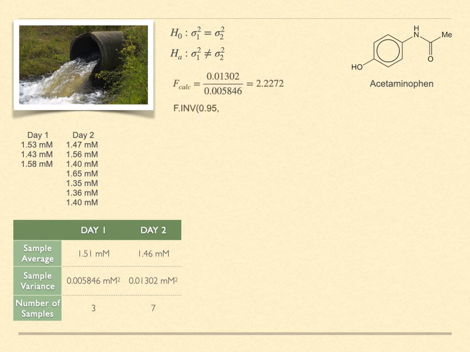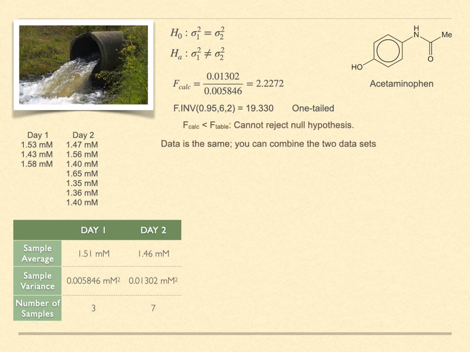Here we calculate the F statistic from our data and use Excel for the 95% confidence critical value, F.INV(0.95, 6, 2), which is equal to 19.330. Now remember to get the correct number of degrees of freedom and be careful to put them in the right place in the argument list. The critical value is much greater than the experimental value when treated as a one-sided test. It suggests that there is no difference between the two data sets, so you can combine them and treat them as a single data set.